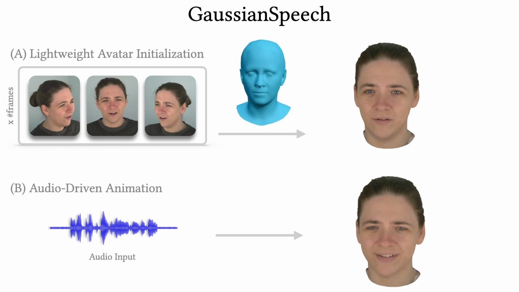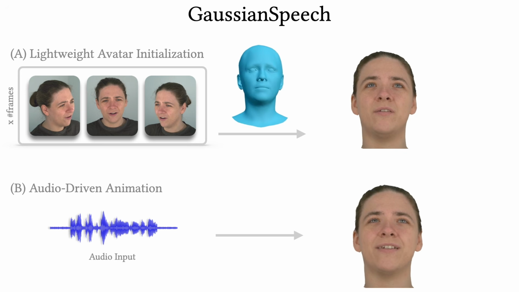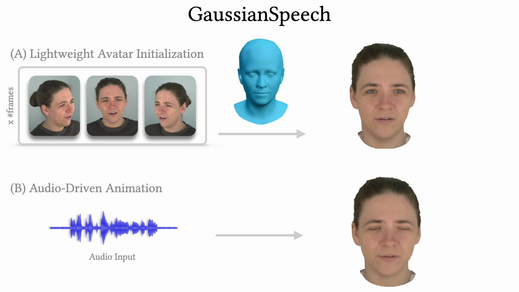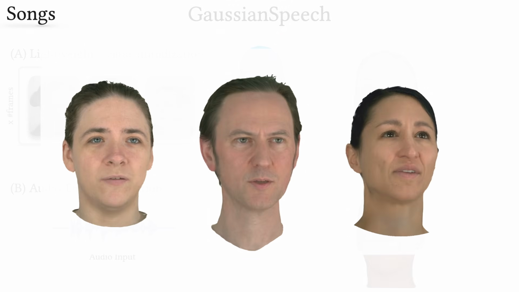We first initialize a lightweight avatar from 3D Gaussian splats, and then we animate it with a sequence model. Our method generalizes to various in-the-wild scenarios.